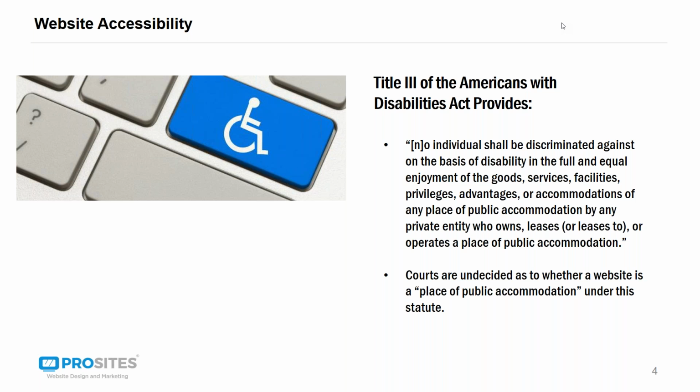online accessibility, meaning that if you have a website or other ways of communicating with customers, you must provide equal access to people with disabilities to your website. There's a lot of discussion, and courts are undecided even today, if you go from state to state or county to county, on whether or not a website is a, quote, place of public accommodation under this statute.